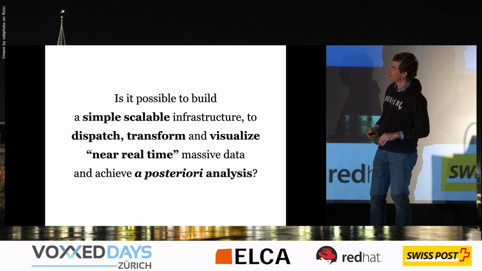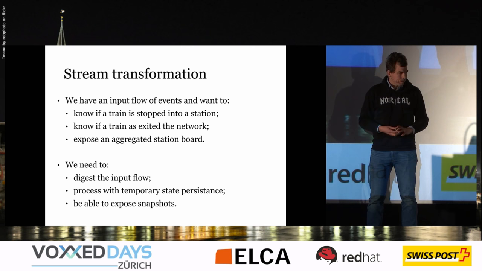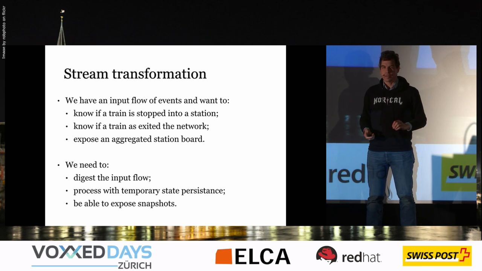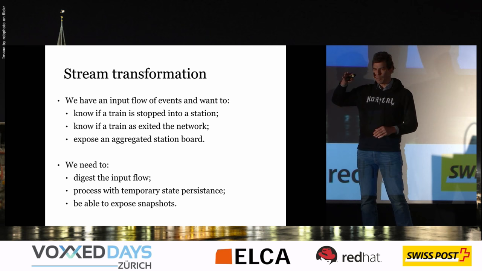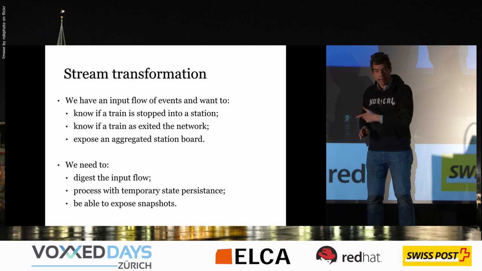So, the first thing we have to do with our events is transform them. We need to transform them because we have atomic events. A train, remember, says: I'm train 123, I am at this geographical coordinate. That's it. It doesn't say if it stopped, if it's where it was 10 seconds ago. It doesn't say if it's near a station.